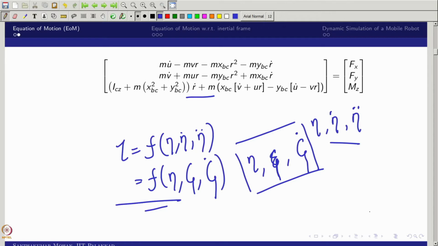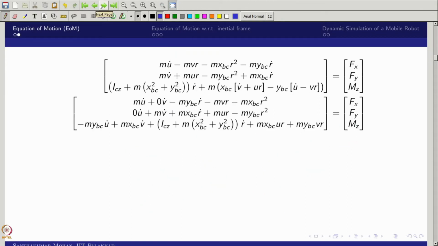To do that, here u dot, v dot and r dot are the accelerations with respect to the body frame, whereas u, v are the body fixed velocities at the instantaneous time. Now we are trying to rewrite this the other way around, where we put in every coefficient of the acceleration. You can see here there is no v dot, so I am putting that coefficient, and similarly the second equation does not have any u dot, so that is also put in. The remaining equation I am rearranging in such a way that I can write it in terms of coefficients of u dot, v dot and r dot.